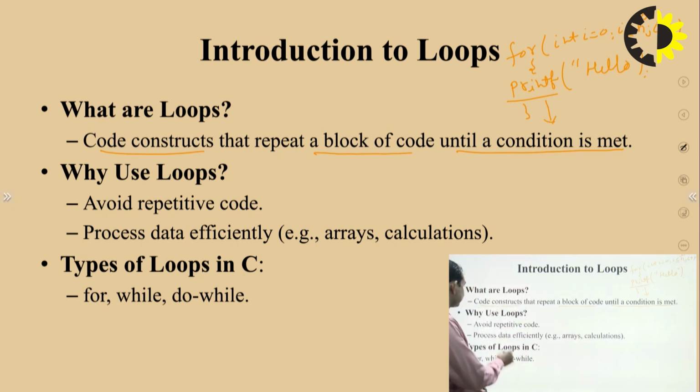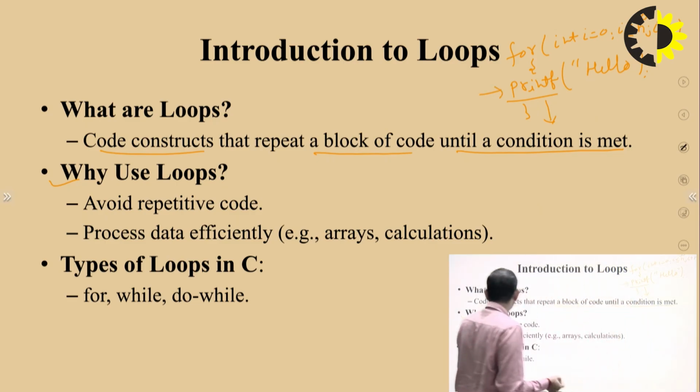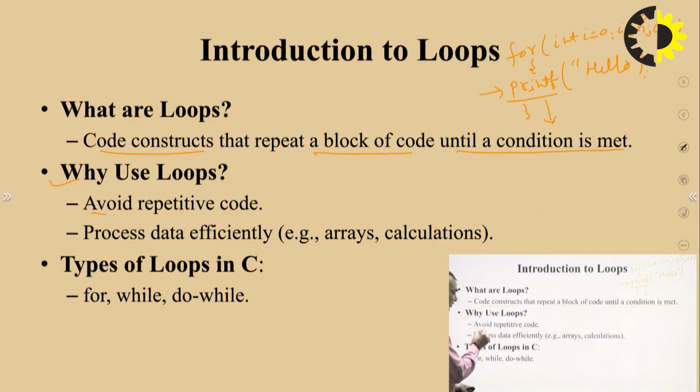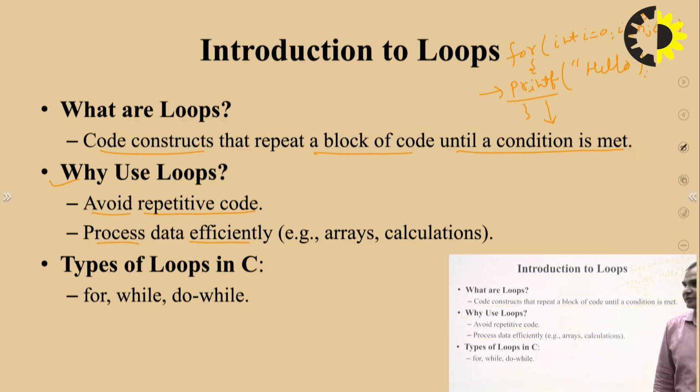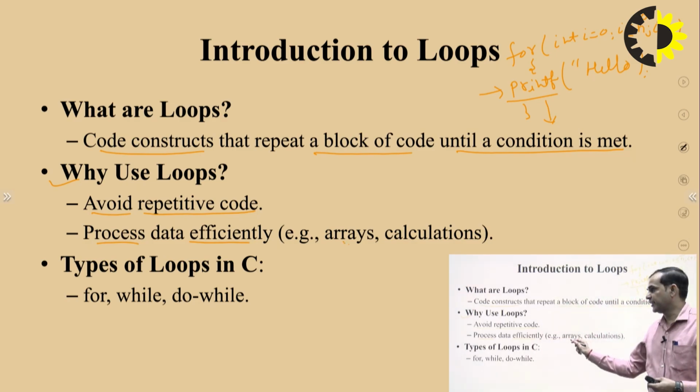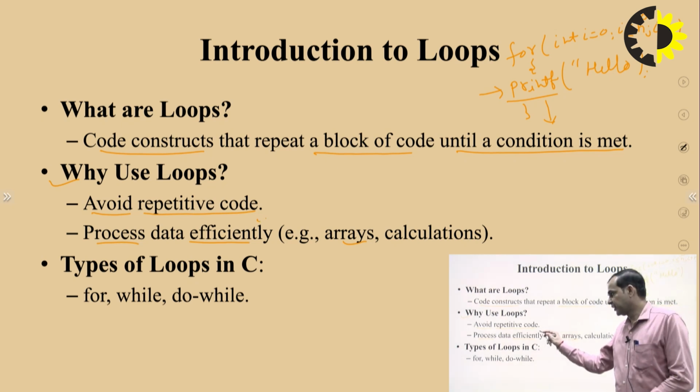As we discussed, we use the loop so that we do not have to repeat this line again and again, which means it avoids repetition of the lines of code. The second advantage is that it processes data efficiently. If we have to apply some calculations, or we are using an array, it is better to use the loop, as it will process the data efficiently.